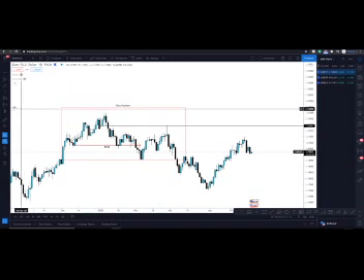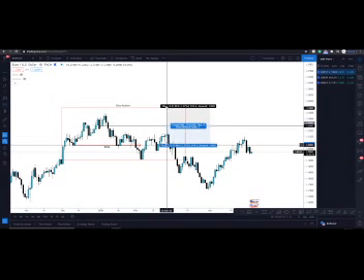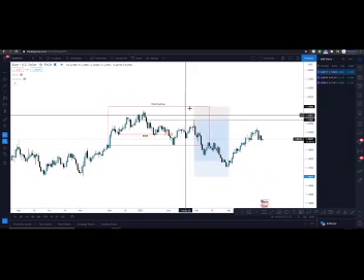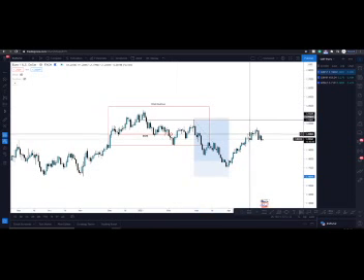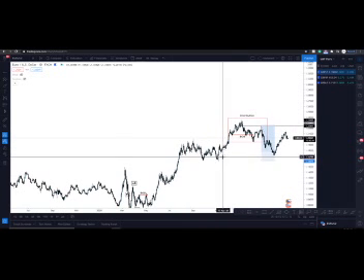And after it tested that OB to the pip, you can see that it created its sign of weakness and just completely sold off. Depending on where you would target, I would probably just target the lows right over here. Stop loss would be somewhere, whatever. And yeah, so that's how Wyckoff really works. It's so easy to spot.